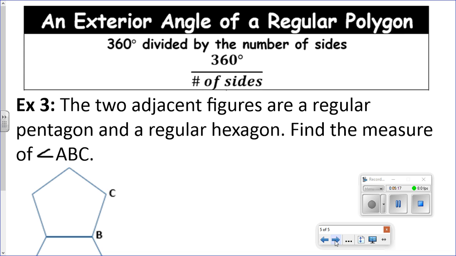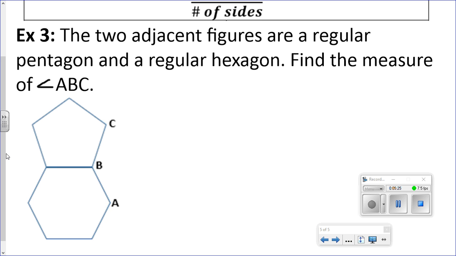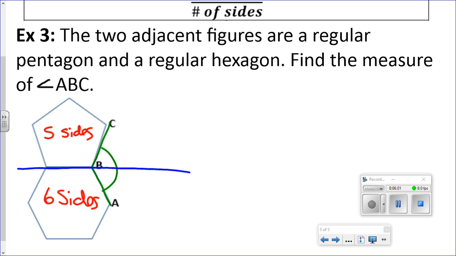And then in example 3, it says 2 adjacent figures are a regular pentagon and a regular hexagon. Find the measure of angle ABC. So we know we have our pentagon, which has 5 sides, and we know we have our hexagon, which has 6 sides. We're looking for the measure of angle ABC. So we're trying to find this angle space right here. Now, from what you can see, this is exterior to the polygons. It really is an exterior angle of the pentagon and the exterior angle of the hexagon added together. So we go through and figure out what the exterior angle is of the pentagon, and then find the exterior angle of the hexagon, and then we can add them together. Then we can find the angle ABC, which is the exterior of both of them put together.